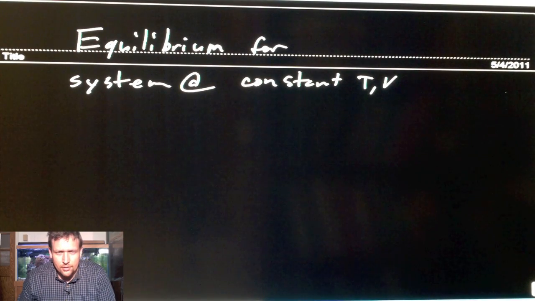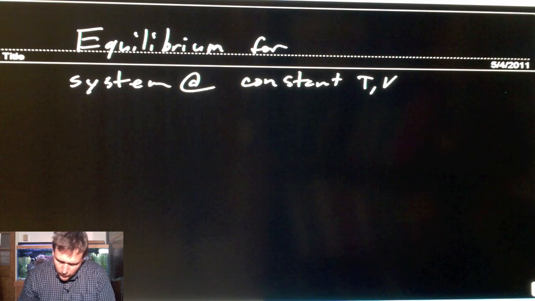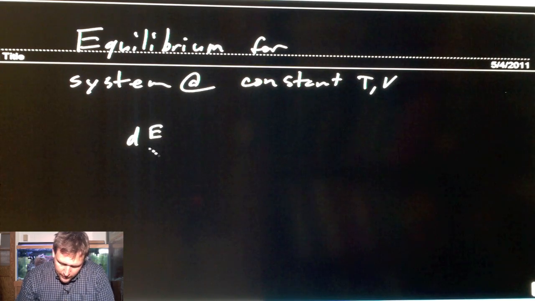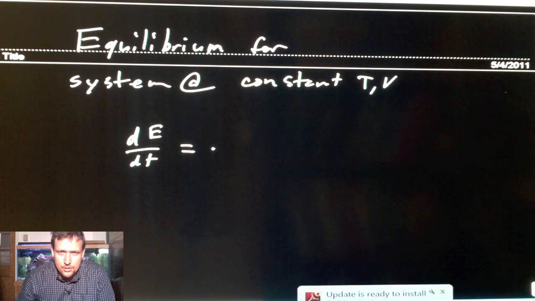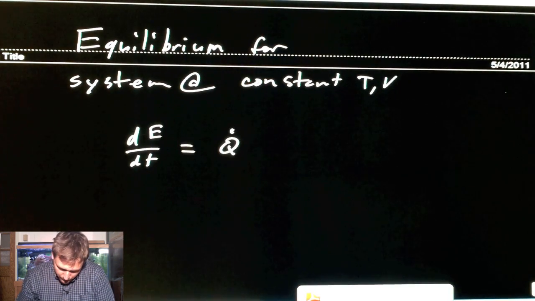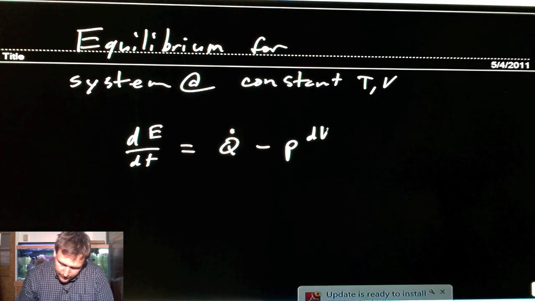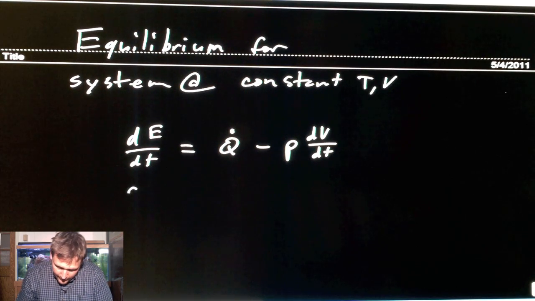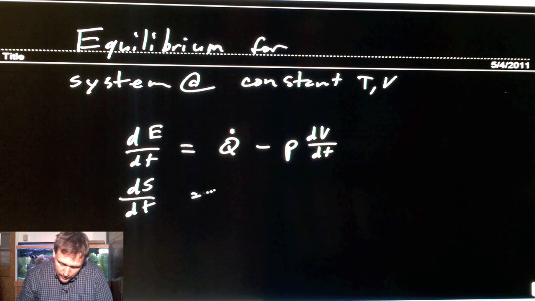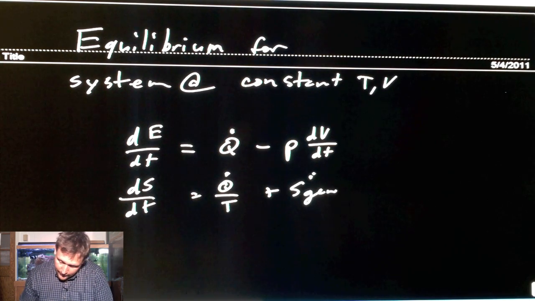Now we're going to look at calculation of equilibrium conditions for a system at constant temperature and constant volume. To begin this process, we start by writing down the time-dependent differential forms of the energy and entropy balance equations. So dE/dt equals q dot minus p dV/dt for the heat flow and work terms in this equation. dS/dt equals q dot over T plus S gen dot.